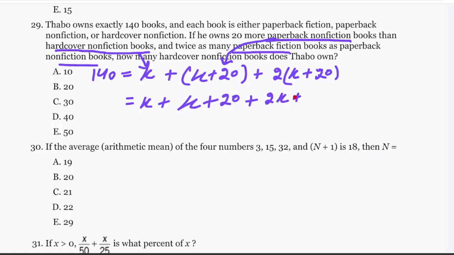So you got 2X plus 40, that is 4X plus 60. That means 60 will go to that side. That means 4X will be equal to 140 minus 60, 80. That means X is equal to 20. Now the question: how many hardcover non-fiction books? That is X. The answer is 20.